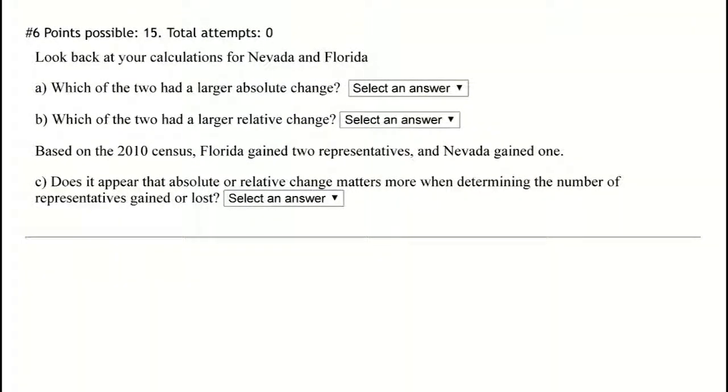So then back at your calculations, going to ask you to analyze those. Which had the larger absolute, which had the larger relative.